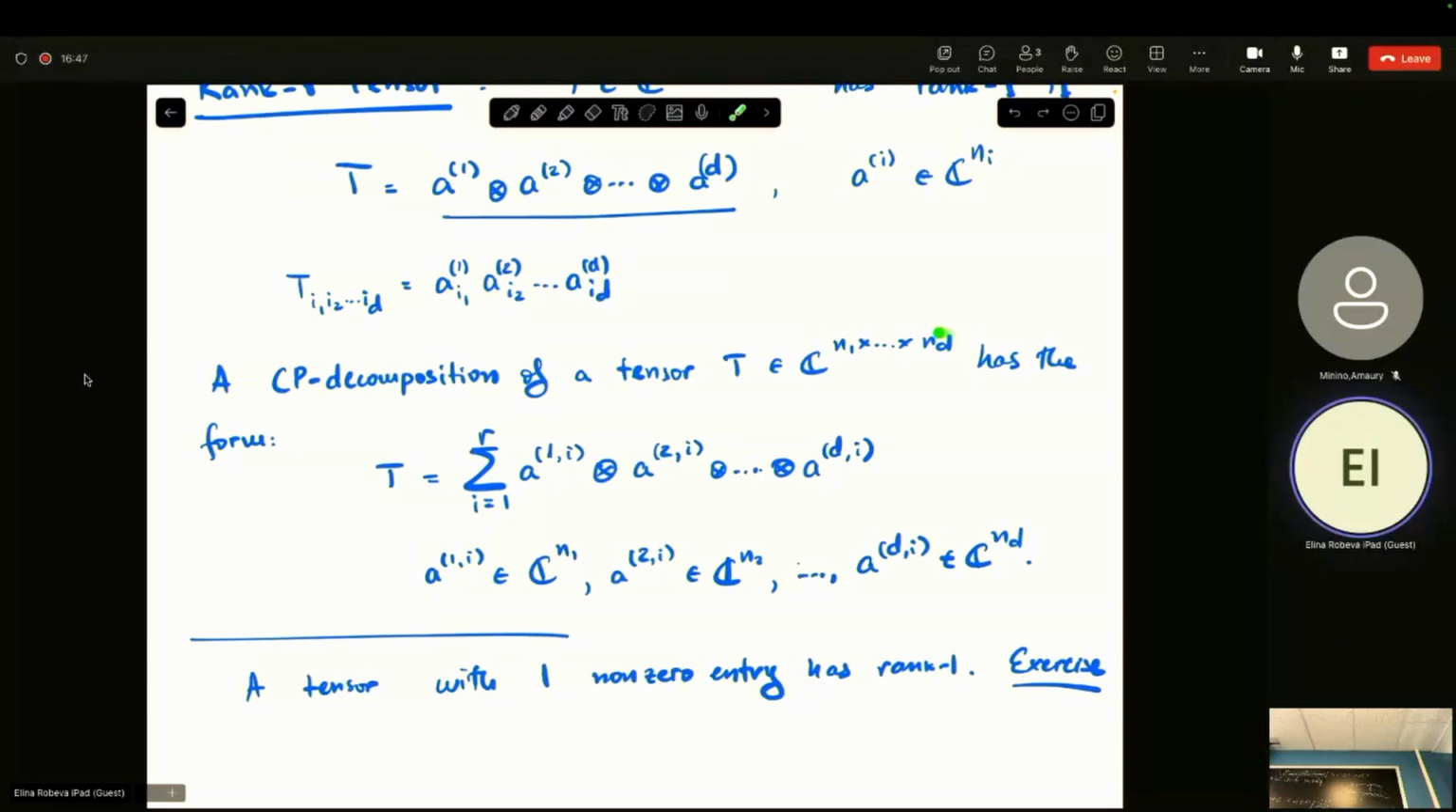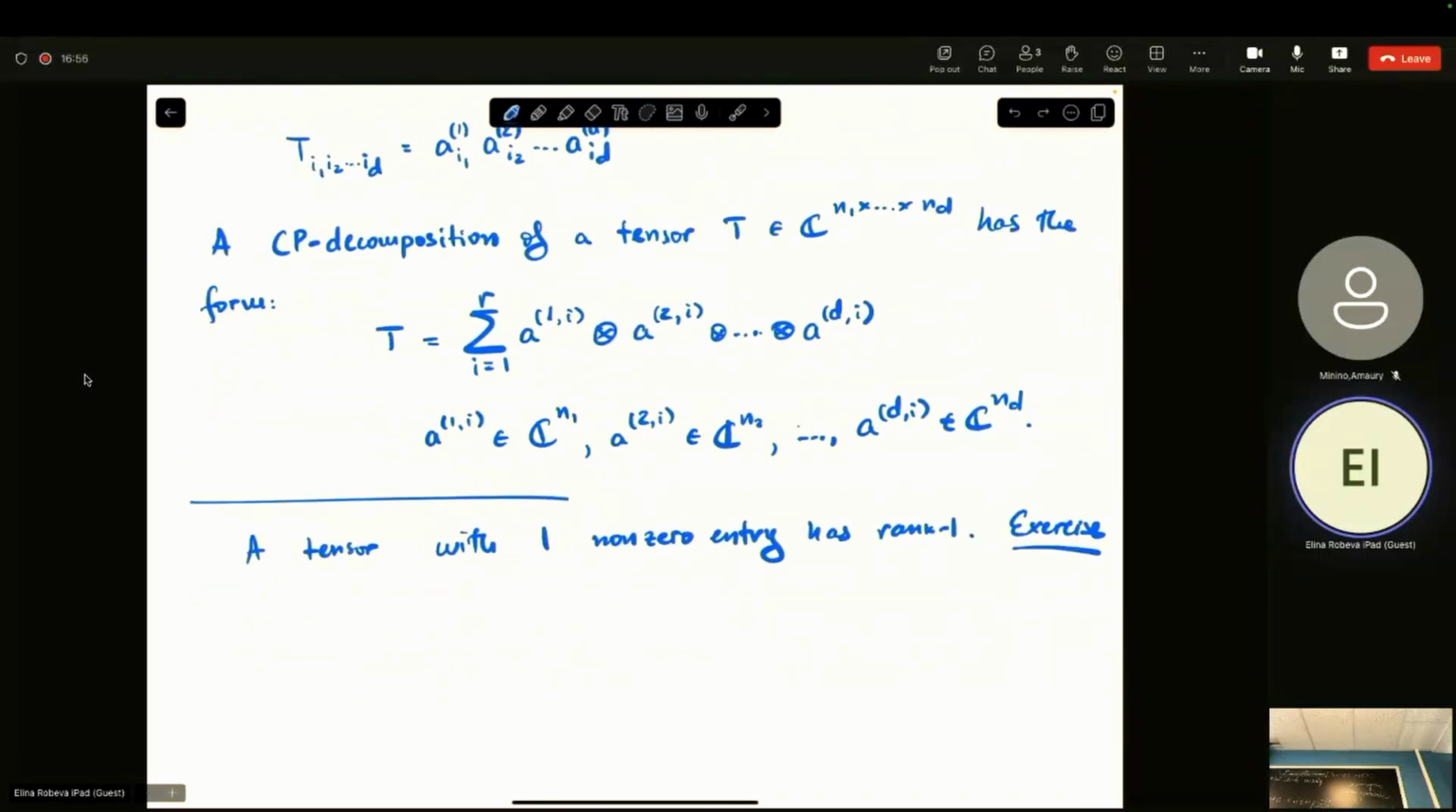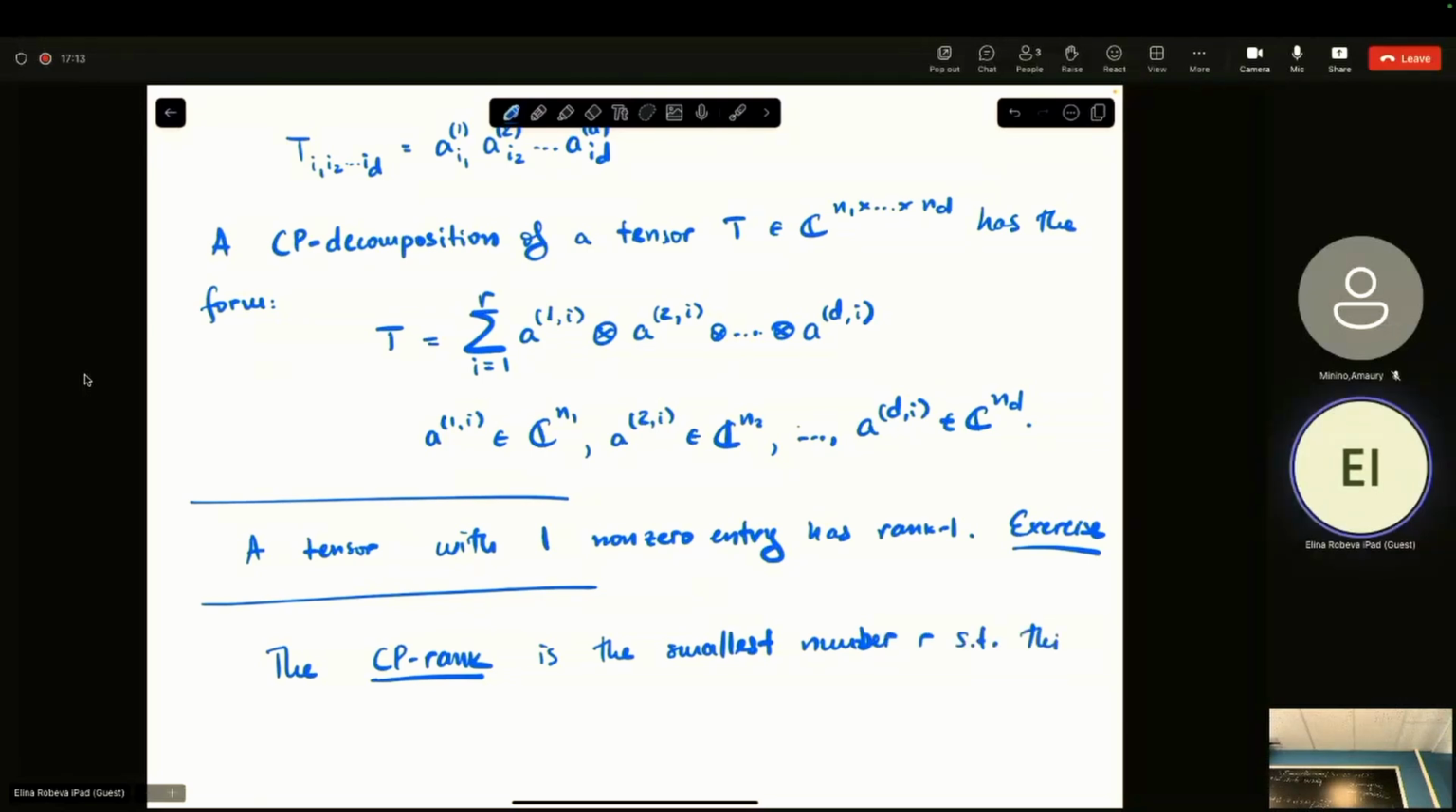So the answer is yes, every tensor has a CP decomposition, and the CP rank is the smallest number r such that this decomposition exists.